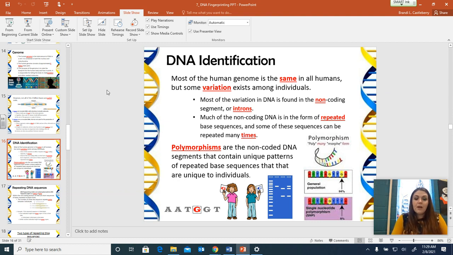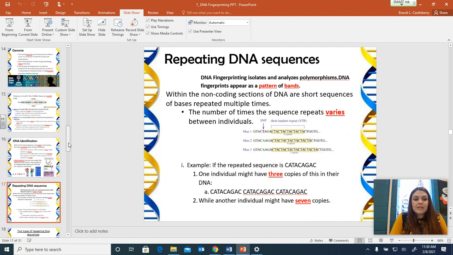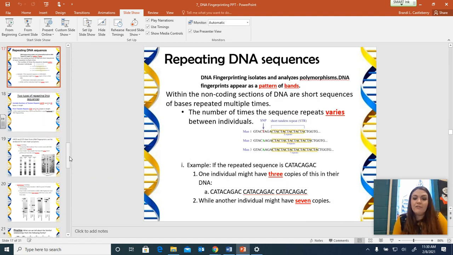Polymorphisms are the non-coded DNA segments that contain unique patterns of repeated base sequences that are unique to individuals. So our non-coded DNA, polymorphisms, contain unique patterns of repeated base sequences. So it's like AATT, and it does it again, AATT, and does again, AATT. So that's repeated sections of code. They don't code for a molecule, but they are specific in that you have that code in your body. For repeating DNA sequences, DNA fingerprinting isolates and analyzes the polymorphisms.